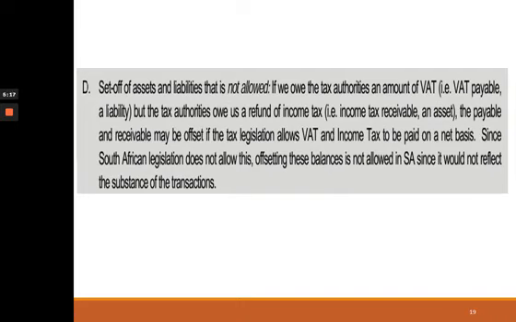We would only be allowed to offset the payable against the receivable if South African legislation, being our Tax Act, allows us to do that. But as it stands, our South African legislation does not allow us to do that. We are not allowed to offset our VAT payables against our income tax receivable. Therefore, we would not be reflecting the substance of transaction if we were offsetting our assets and liabilities. So this is simply not allowed.